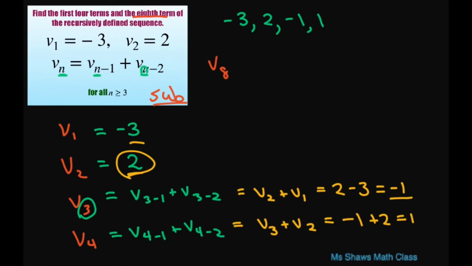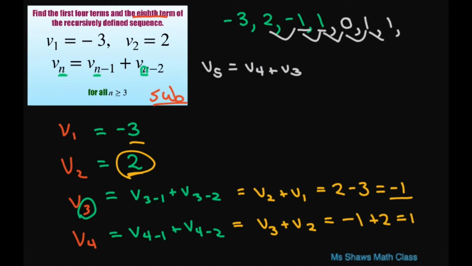So what we're going to do is go ahead and find all the terms. So v sub 5 is going to equal v sub 4 plus v sub 3. So all we're doing is we're adding the previous terms to get the next one. So when you add these two, you get 0. When you add these two, you get 1. When you add these two, you get 1. When you add these two, you get 2.